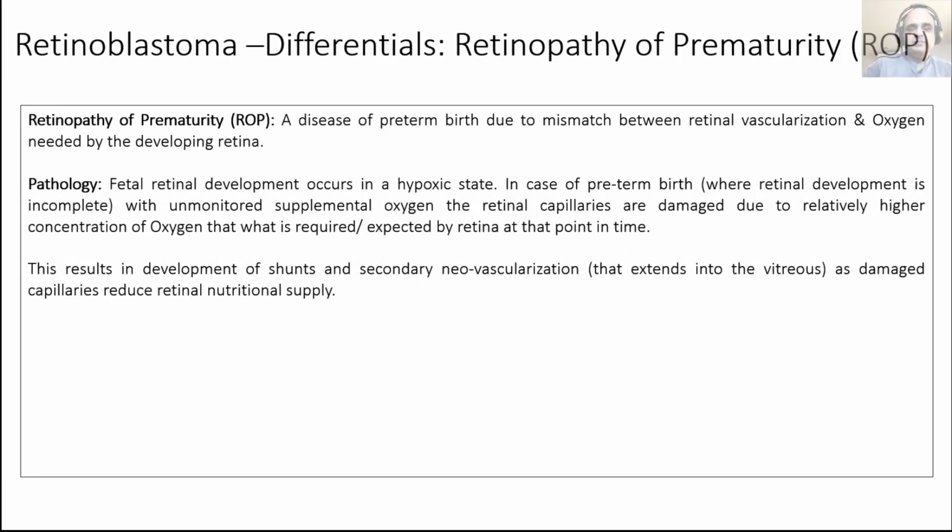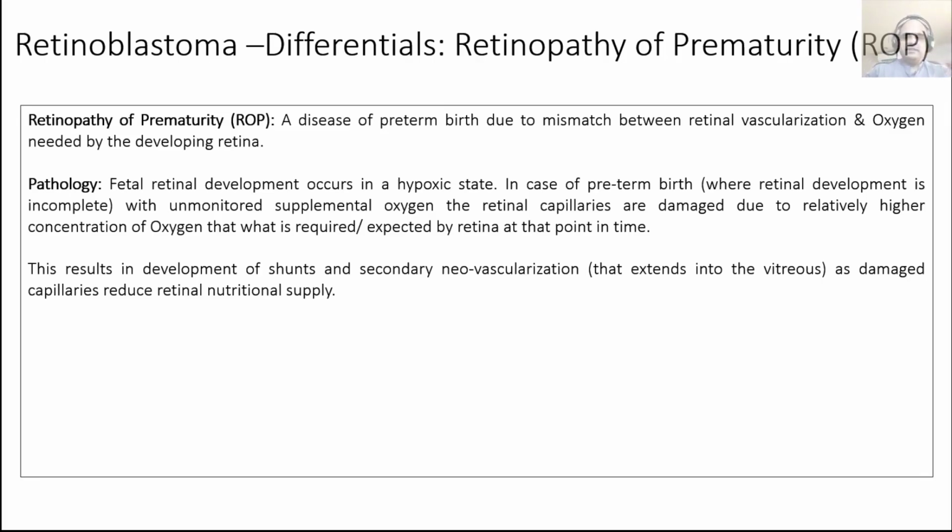So if you have a preterm baby and that baby is given unmonitored supplemental oxygen, that supplemental oxygen can actually be toxic to the developing retinal vasculature, because the retina is not expecting that amount of oxygen coming in, and that can cause oxidative damage to retinal capillaries, which would then start leaking. And obviously, because you have a preterm baby, not all of the retina is vascularized. Some of the retina is non-vascular.